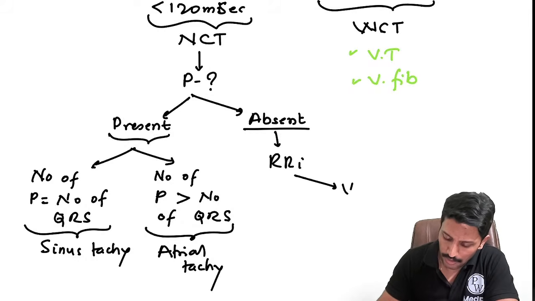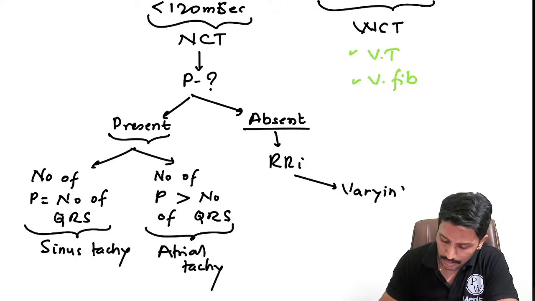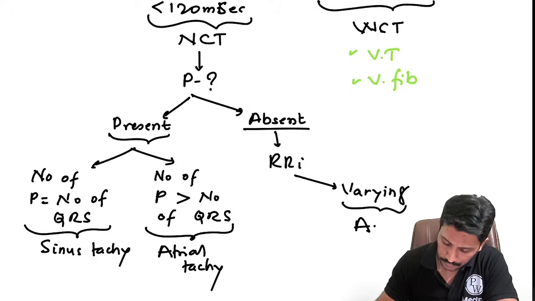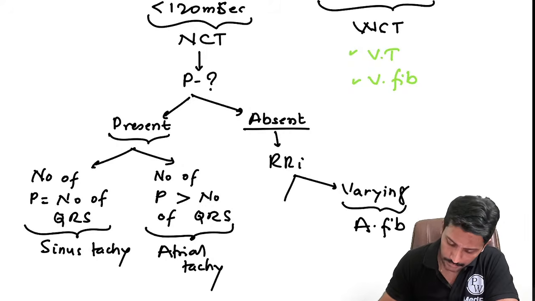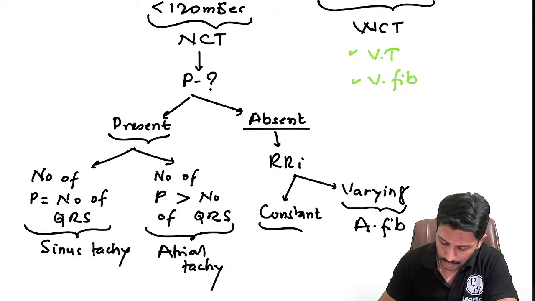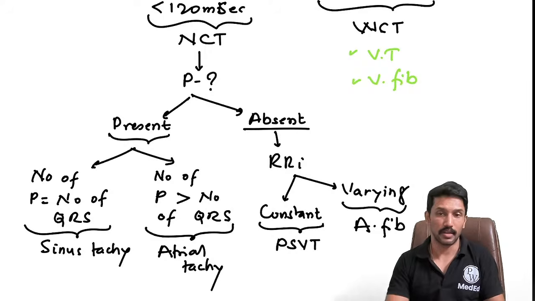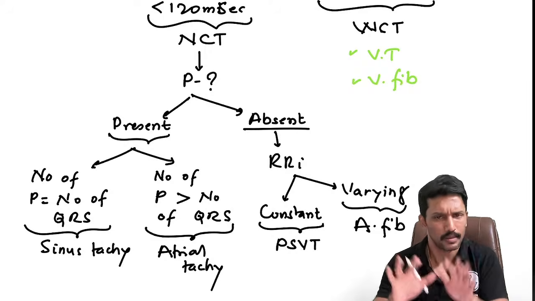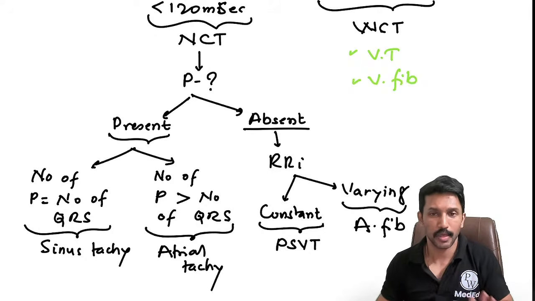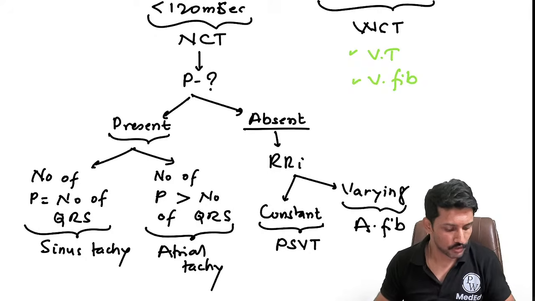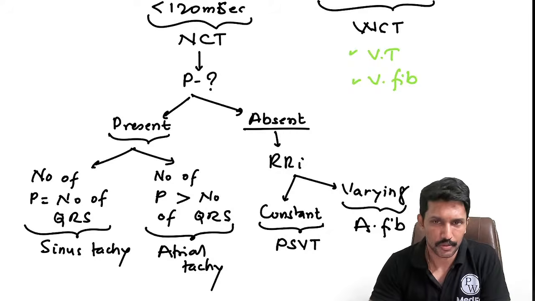From beat to beat, if the RR interval is varying, it is AFib. And if it is constant, it's not varying, then it is paroxysmal supraventricular tachycardia, most likely AV-NRT subtype. This is a simple approach. This is the bare minimum that you need to know to approach the arrhythmia questions, right?